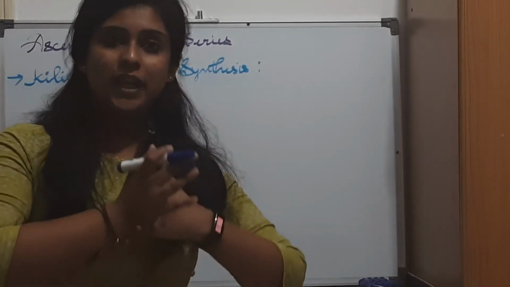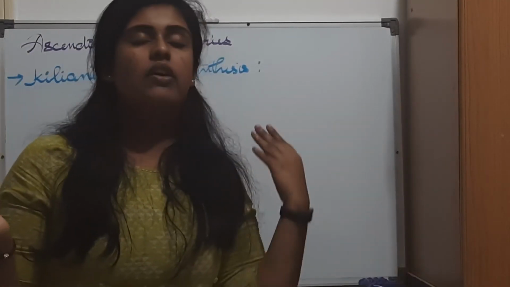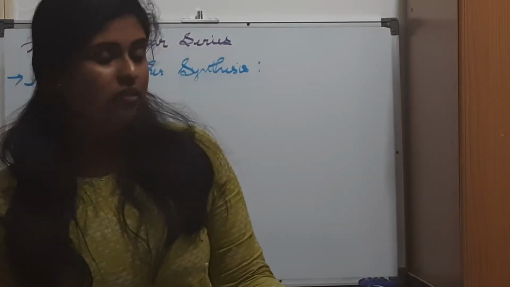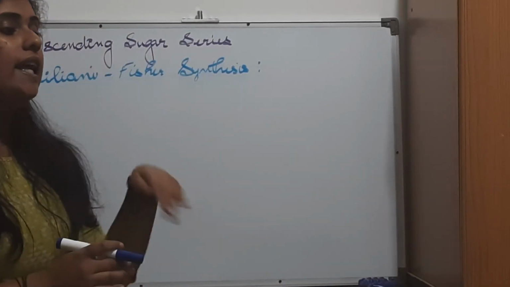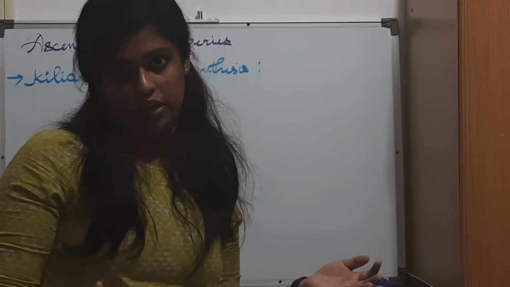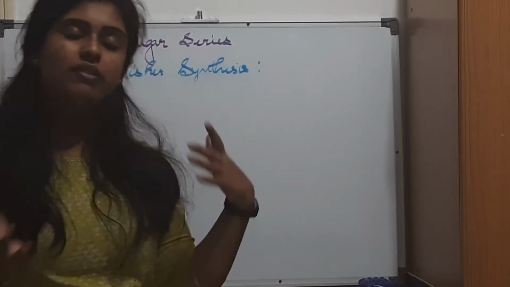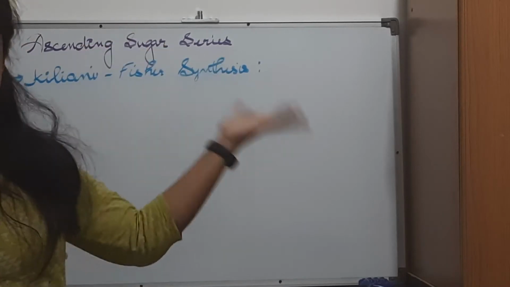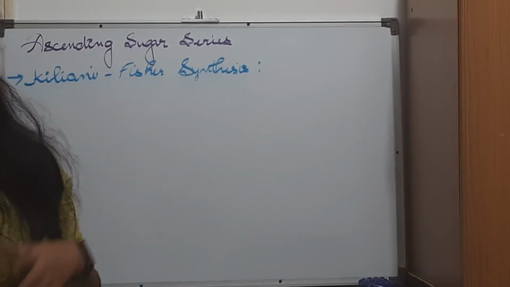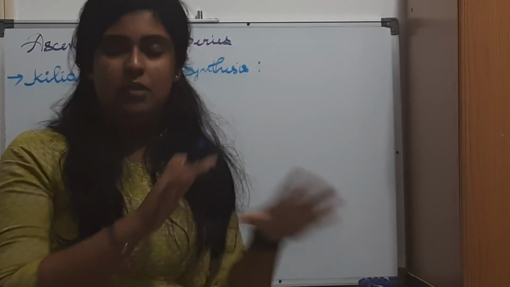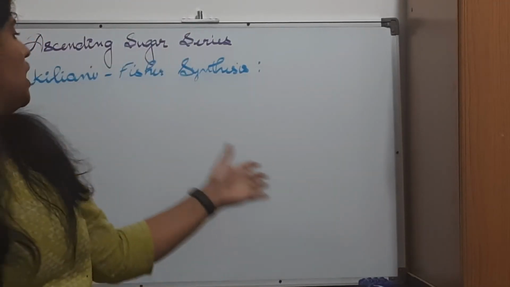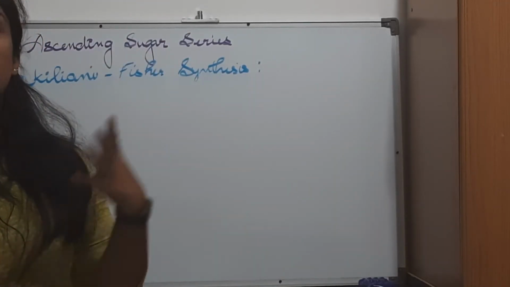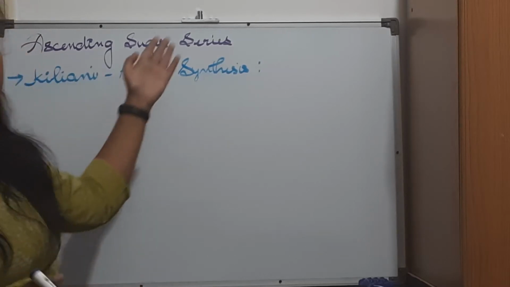So now that we know the various configurations for the aldoses, ketoses and all, we will look into how we can lengthen the chain or shorten the chain in the number of carbon atoms of carbohydrates. The first thing is lengthening of the chain, that is ascending the sugar series, where I am increasing the number of carbon atoms in my carbohydrate chain. And this can be done using a method called the Kiliani-Fischer synthesis.